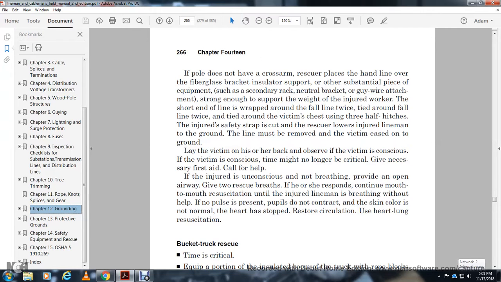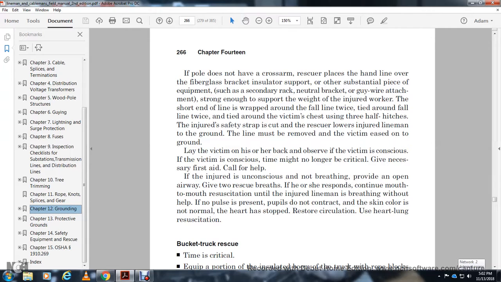If the pole does not have a cross arm, the rescuer places the hand line over a firm fiberglass bracket, an insulator support, or another substantial piece of equipment, such as the secondary neutral bracket or the guy wire attachment, strong enough to support the weight of the injured worker. The short end of the line is wrapped around the fall line and tied around the victim's chest, leaving three and a half hitches.